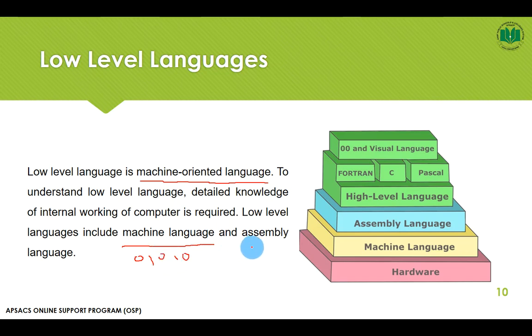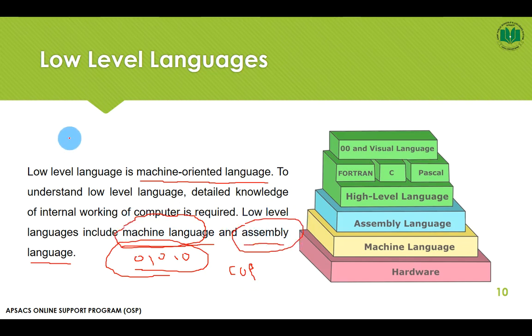Another low level language, a little better than machine language, is assembly language, which has some keywords instead of zeros and ones. For example, if we want to perform a copy, we will say copy. We have created some small words which are known as mnemonics. We will discuss in detail what machine language and assembly language are in the next chapter. In this lecture, we only introduce low level languages.